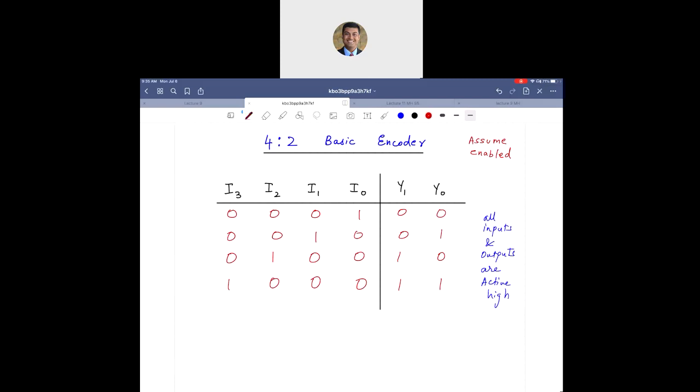So what would be the expression for, say, Y0? Y0, okay, where is it? Where is Y0 1? Here. Y0 is 1 at those two locations, which means Y0 should equal I1 or I3. So if I3 is 1 or I1 is 1, Y0 will be 1. Yes, Alex, you're right. How about the next one, Y1? That should be simple. It is simply going to be I2 or I3.